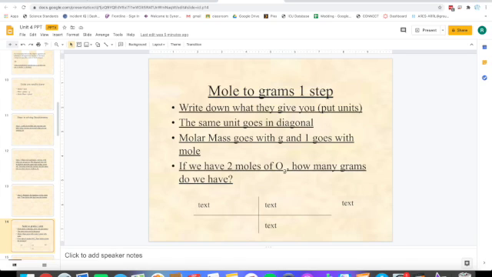So the first thing you need to do is write down what they give you. You put the units. The same unit goes in the diagonal box or diagonally. The molar mass always goes with grams, and a 1 goes with the mole. And then I want you to write down this example. If we have 2 moles of O2, how many grams do we have? If you have not written down what's underlined, go ahead and pause and do that before we start this example. That way you can work through the example with me.